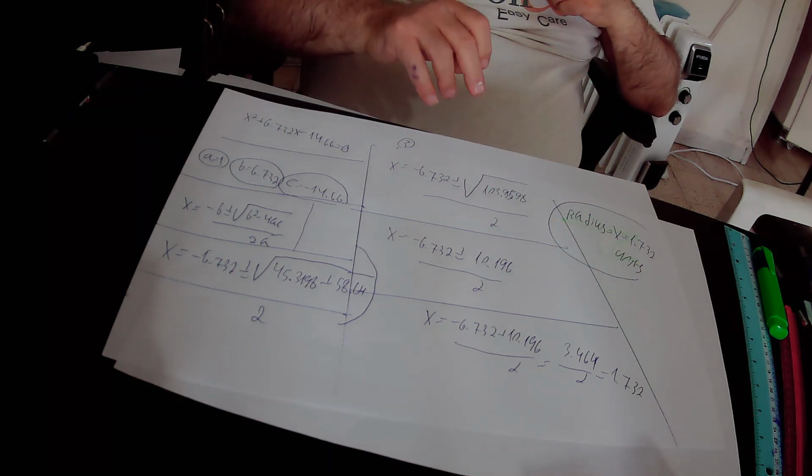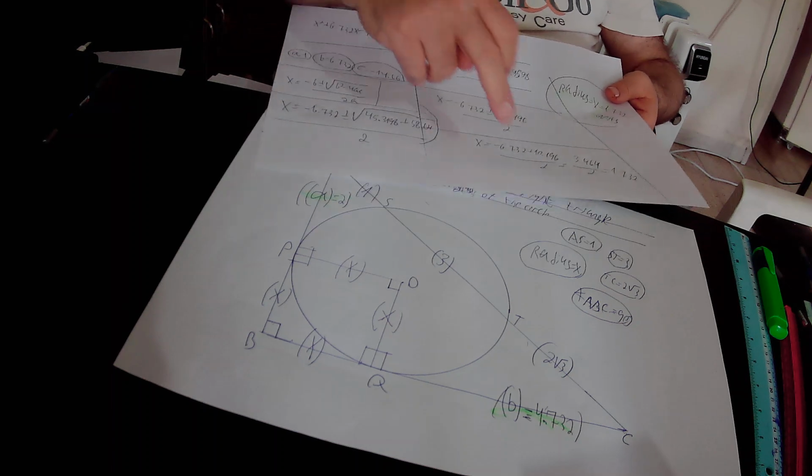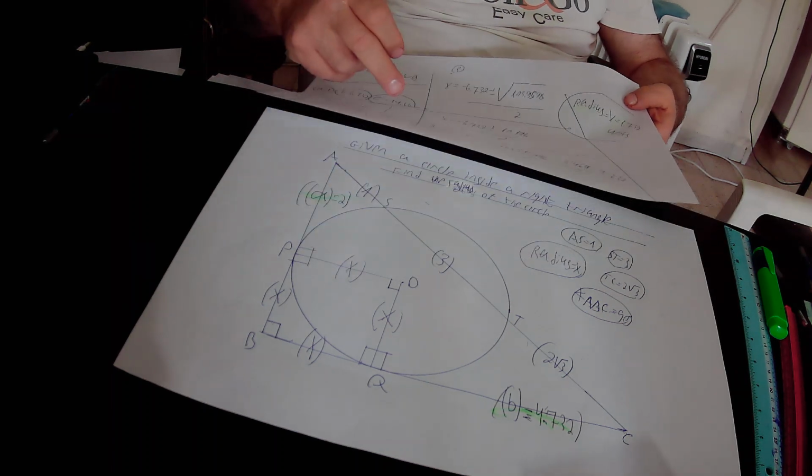So in conclusion, I found that the radius x of this circle equals 1.732 units.